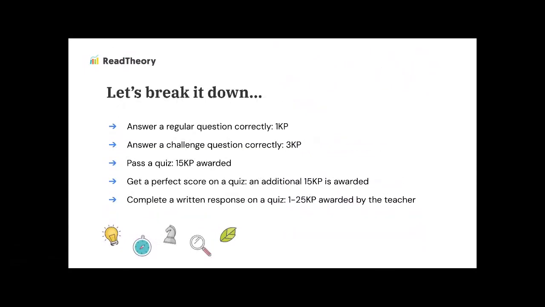So really quickly, this information is also in our help center, but a regular question answered correctly is 1 point, a challenge question is 3 points, passing a quiz is 15, and a perfect score, additional 15 is awarded. And then if you turn on the written response, then you can decide how many points you want to award for the written response question. And if you do turn on written response, it's just one question for each quiz.